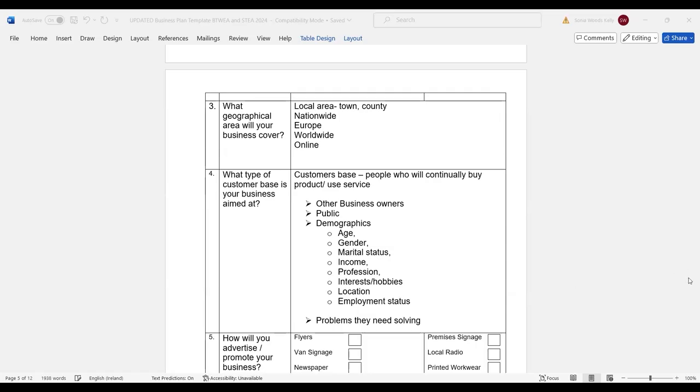And the other thing to consider when establishing your customer base is, does your customer base relate to people with problems that need solving? So whoever your customers are, list it here and be able to identify who your customers are and what characteristics are common to your customers.